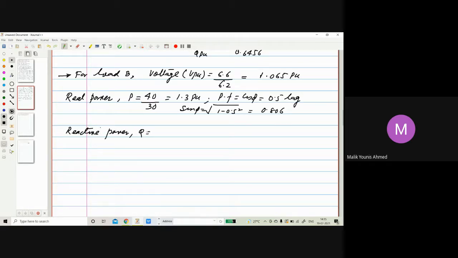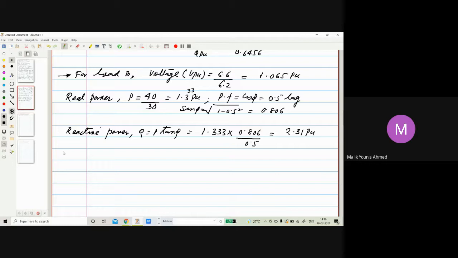Reactive power Q is equal to P tan phi. P is 1.333 again, multiplied by tan phi, where sin is 0.806 and cos is 0.5. The reactive power comes out to be 2.31 per unit.